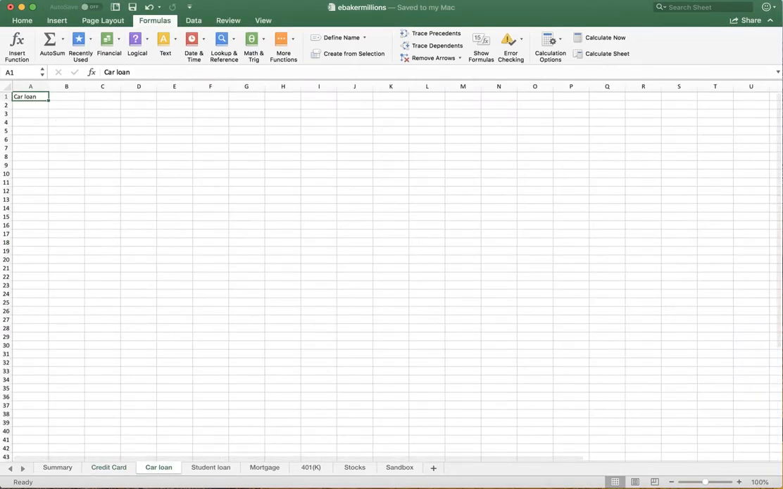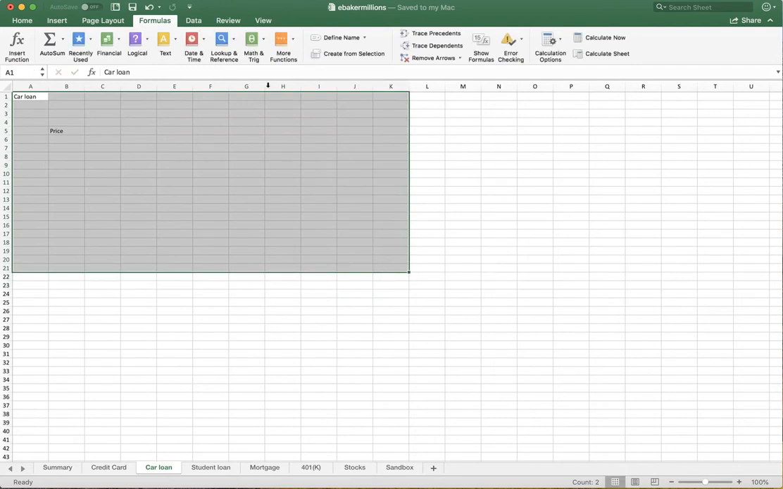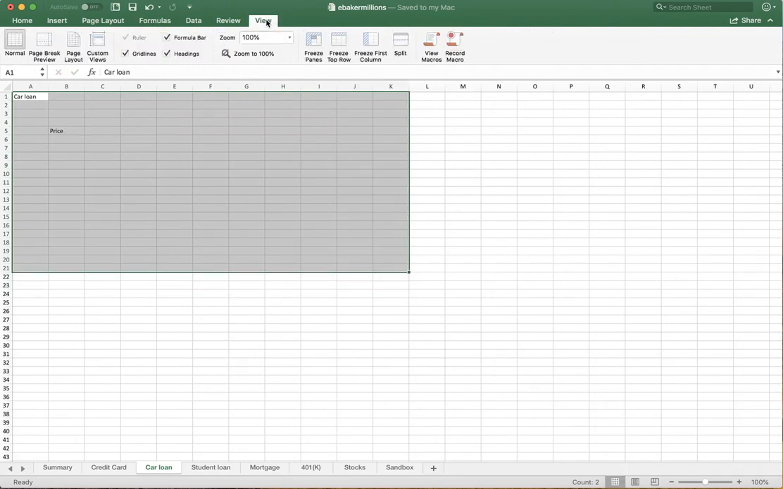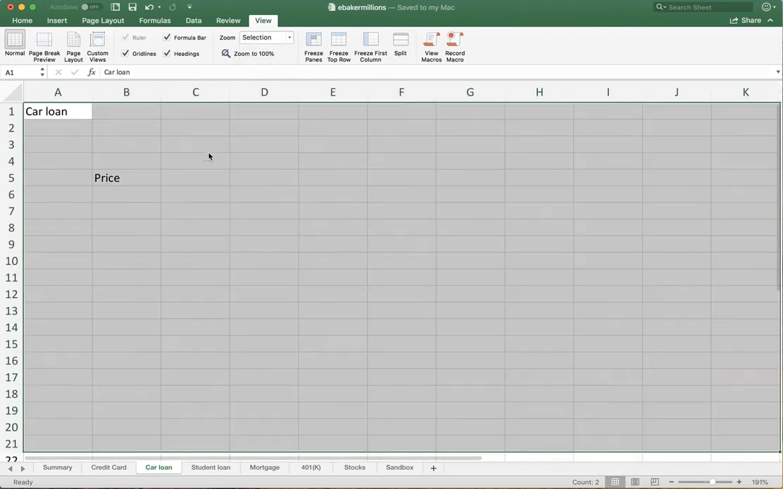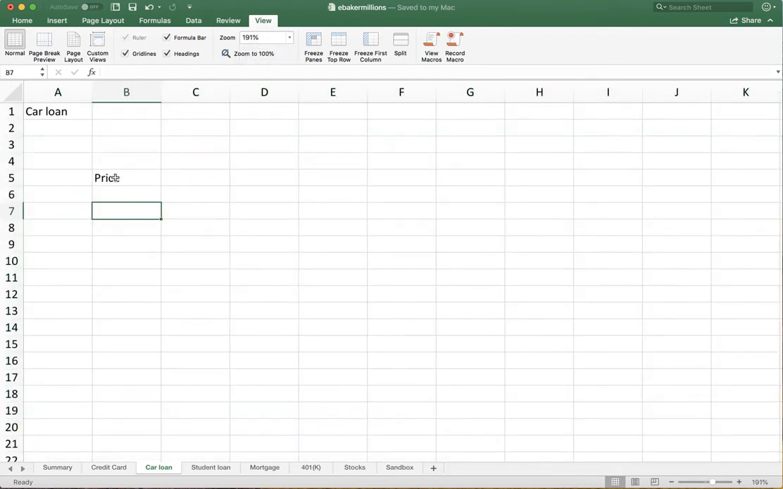Let's say we're in car loan. I wrote that up there just to let you know. I wrote that before. If you want, you can put it in or you can leave it out. So let's say the price of the car. We need to know the price of the car, right? And I'm going to zoom in a little bit so we can all see the selection area. All right, so here we are looking at the price of the car.